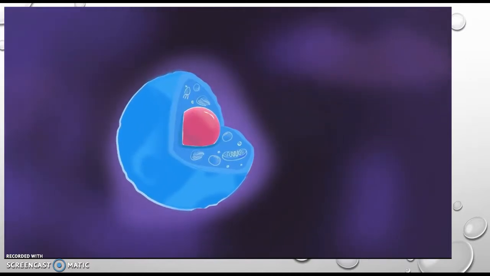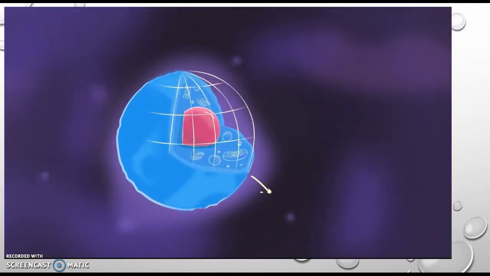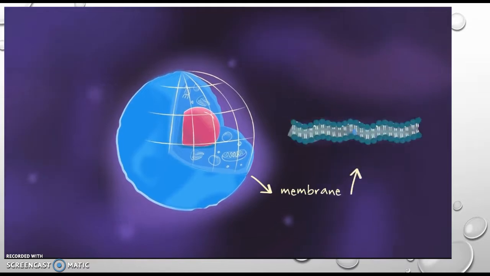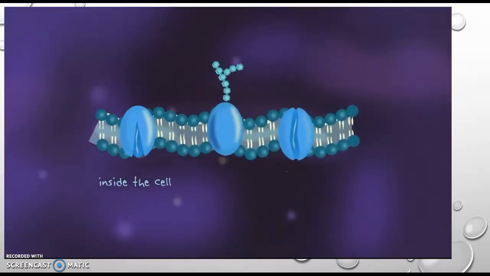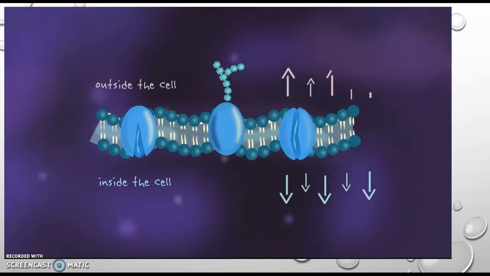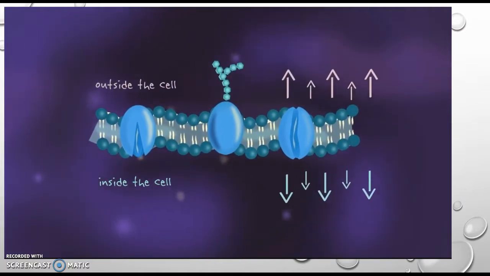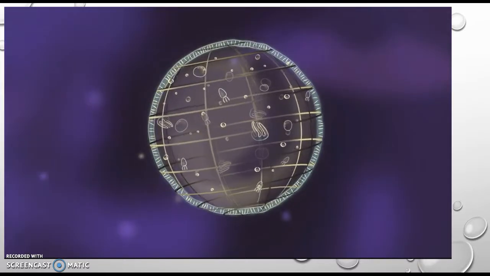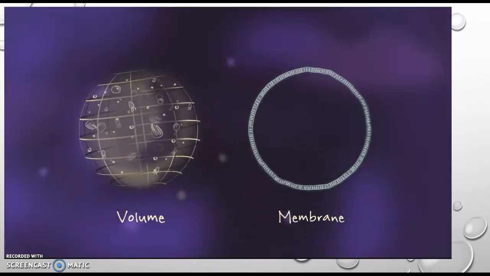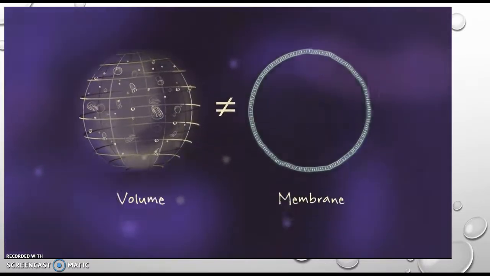This is where most of the cell's functions occur, enclosed by a cellular membrane that acts as the doorway into and out of the cell. Any resources the cell needs to consume, or waste products it needs to expel, first have to pass through this membrane. But there's a biological quirk in this setup. A cell's surface and volume increase at different rates.